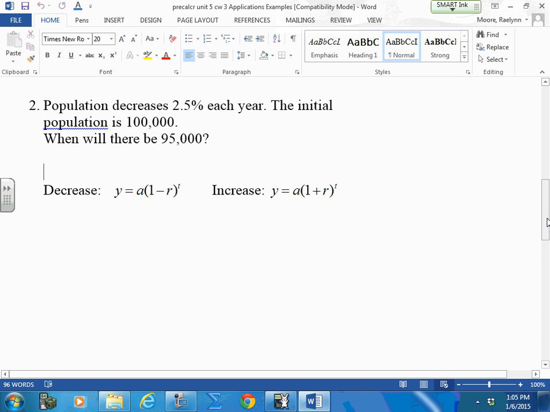So now, I have a town whose initial population is 100,000 people, and the population is decreasing. It's a sad town. People keep leaving. So, it's what?